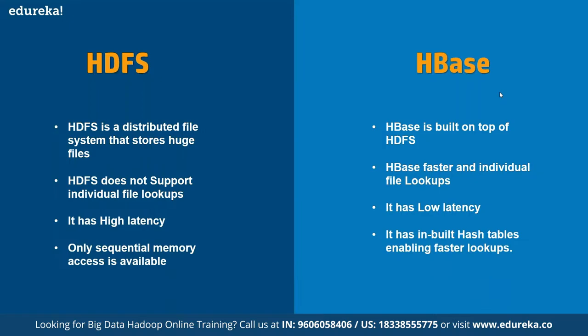So we have seen again, as we can see here, HBase provides low latency access to small amounts of data within large data sets, while HDFS provides high latency operations. And HBase supports random read and write, while HDFS supports WORM, write once and read many times. And HDFS is primarily accessed through MapReduce jobs, while HBase is accessed through shell commands, Java APIs, REST, Avro, or Thrift APIs.